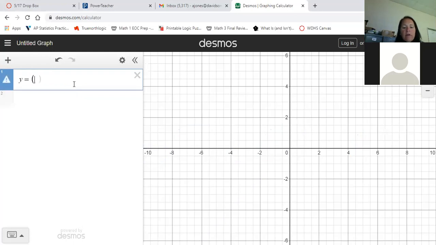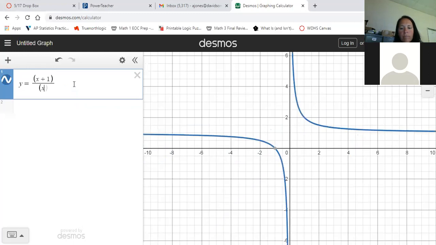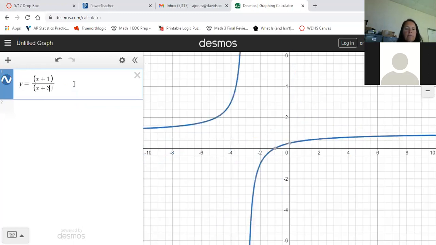Tell me what you think about it now. X plus 1 over x plus 3. Tell me what you think about it now. Why would it not go all the way left to right?